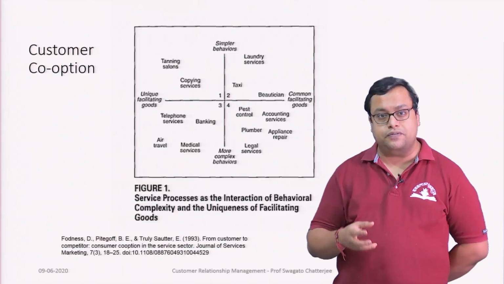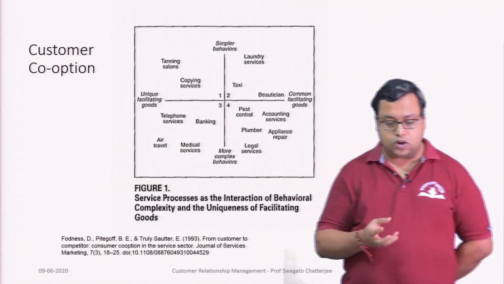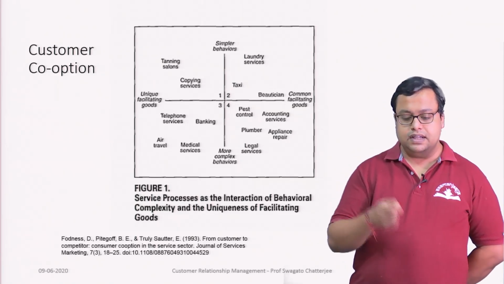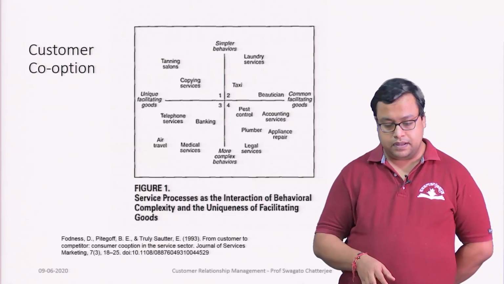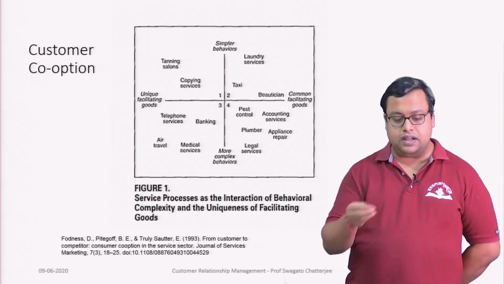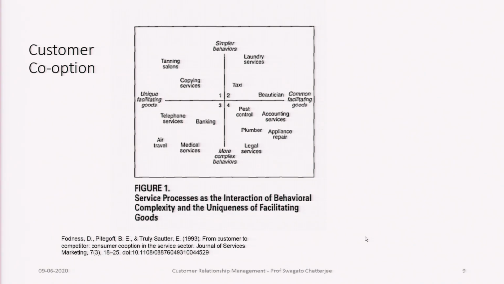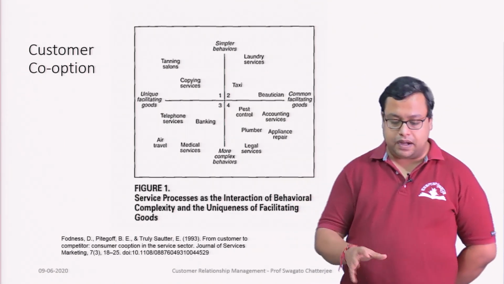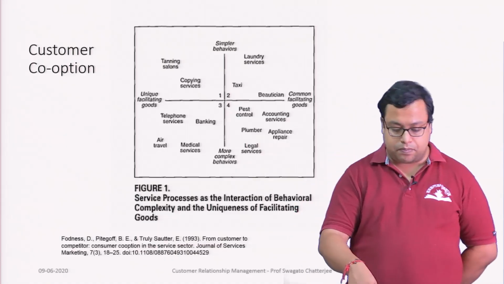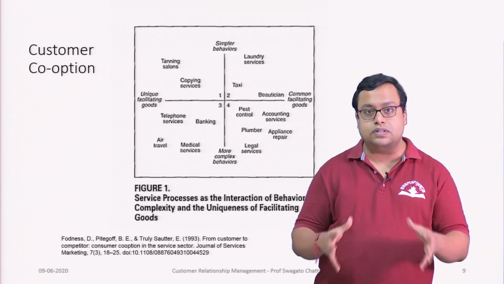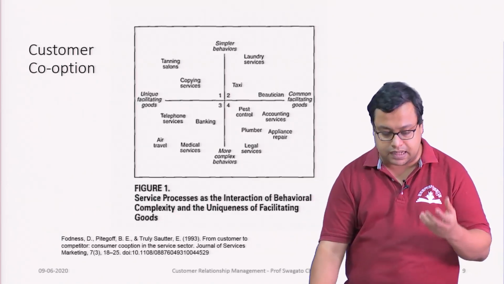The things which are very complex and where customer co-option is not possible are probably air travel, medical services, telephone services, and banking. But tanning salons or copying services, which are basically simple behavior and unique facilitating goods, are probably still possible. Where it is more possible is probably beautician services, accounting services, or appliance repair. So, this is how you can develop it. They have developed the services as service processes, the interaction of behavioral complexity and uniqueness of facilitating goods.